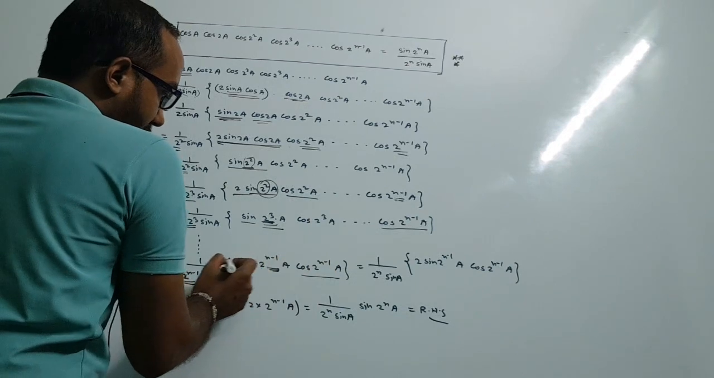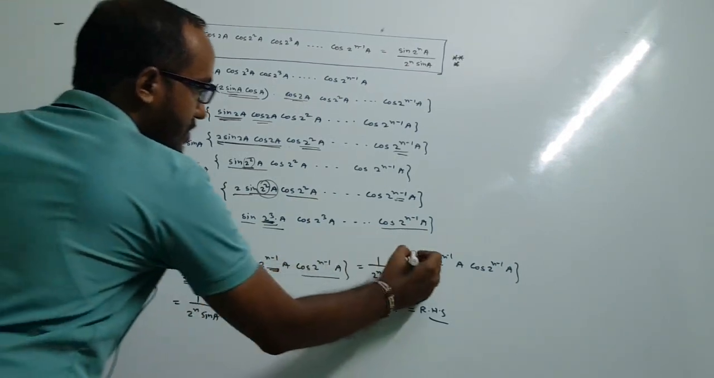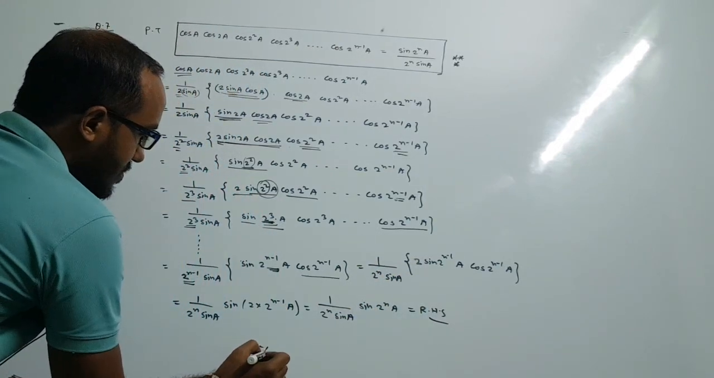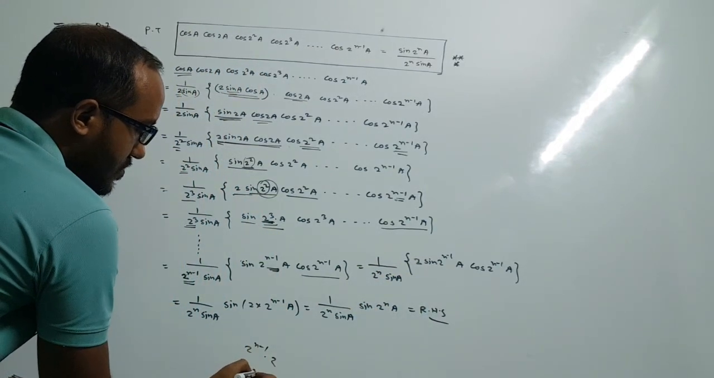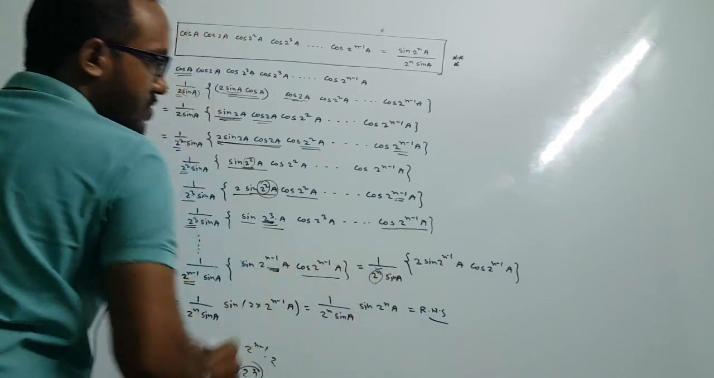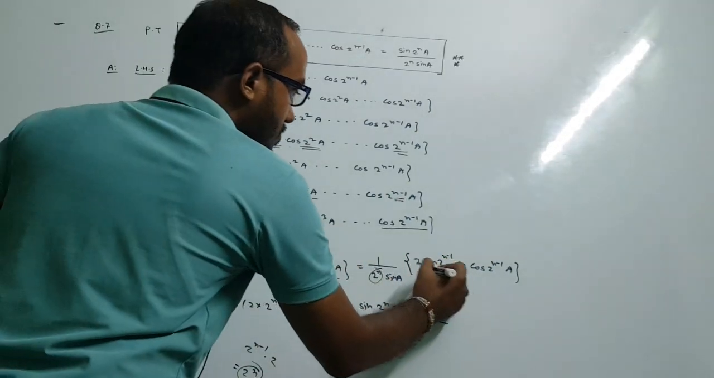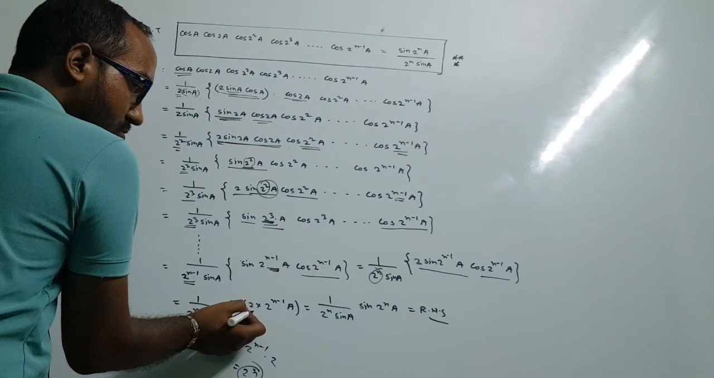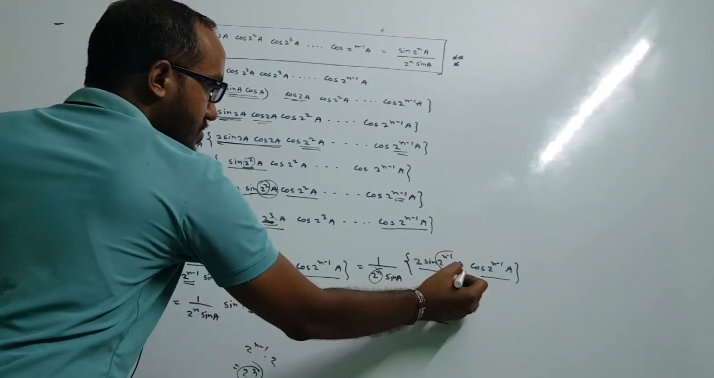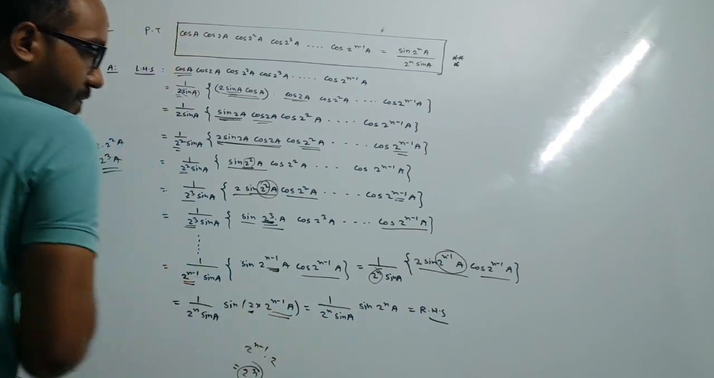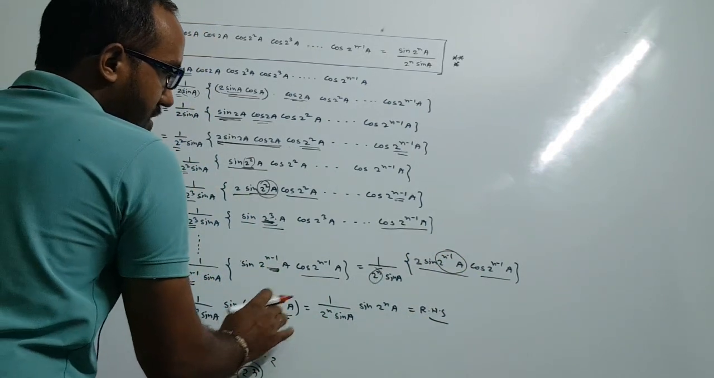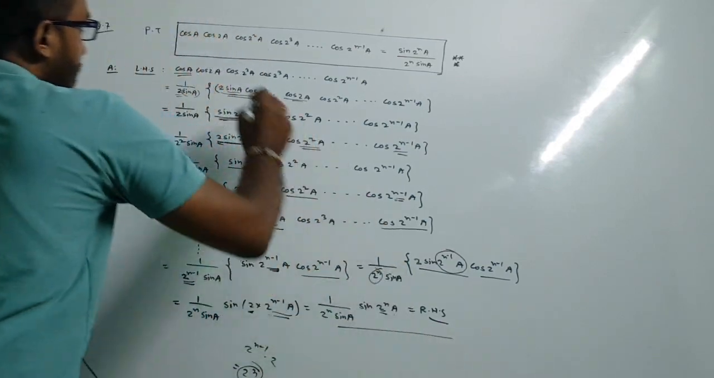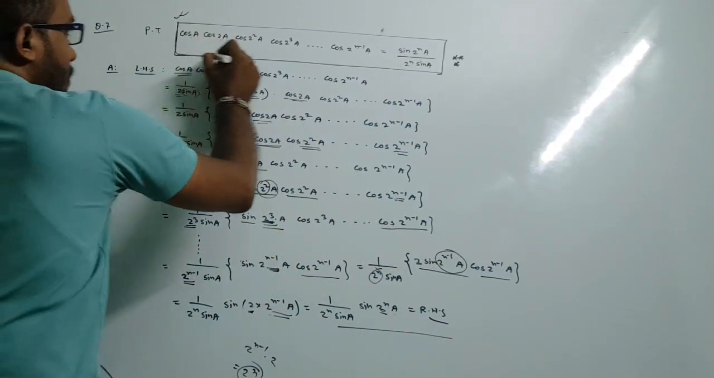Then again multiply and divide by 2. So 2 to the power n minus 1 into 2 would be 2 to the power n. Sin A, and 2 sin theta cos theta is sin 2 theta. So sin 2, and what is theta? Theta is 2 to the power n minus 1 into A. So 2 into 2 to the power n minus 1 is 2 to the power n into A. That is our right hand side. You have to remember this thing as a formula also.